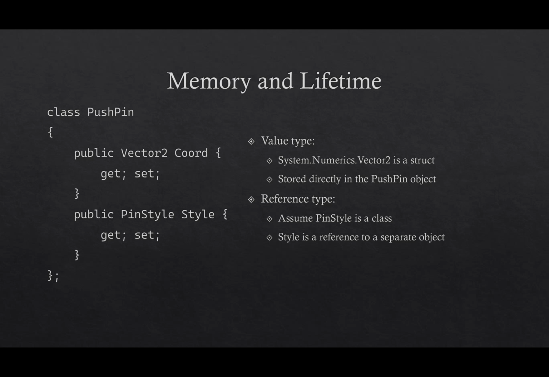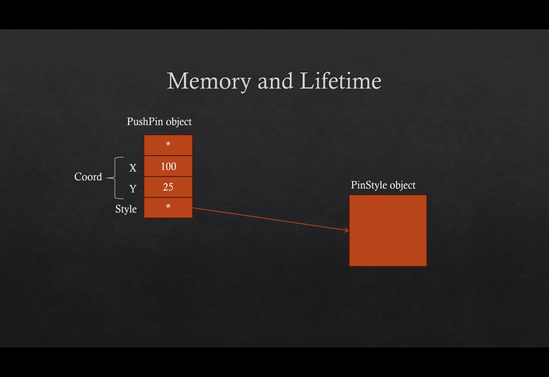So when we imagine what this pushPin class would look like in memory, this is what we get. We have, again, the hidden pointer to the type information, which we'll ignore. Then we have coord, the value type, stored directly inline as part of that pushPin object. So we have the two coordinates. Let's say x is 100 and y is 25. They're just stored directly inline. Just like if coord was a local variable, it would be stored directly on the stack. Because it's a member variable, it's stored directly in the containing object.